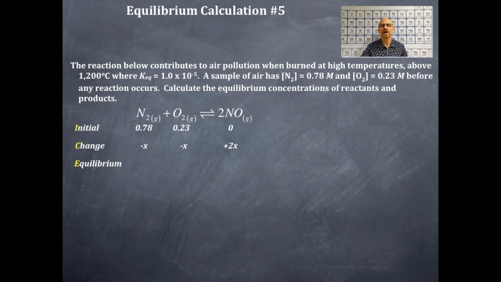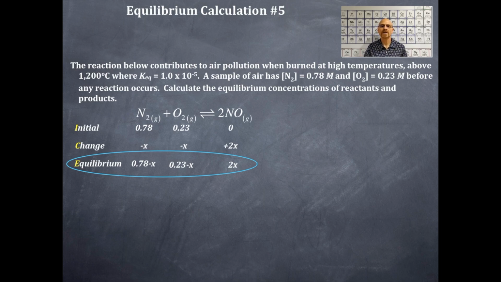Now I have everything in my initial row and my change row, and now I need to come up with the sum of the two, the initial and the change. I'm going to add them up. When I add them up, I'm going to get my equilibrium. So for the nitrogen, I'm going to sum up the 0.78 minus x. In the oxygen column, I'm going to have 0.23 minus x. Then I have the 0 plus the 2x. I'm going to just have the 2x. All right? I'm going to use this information right here to solve for what I need to in this problem.